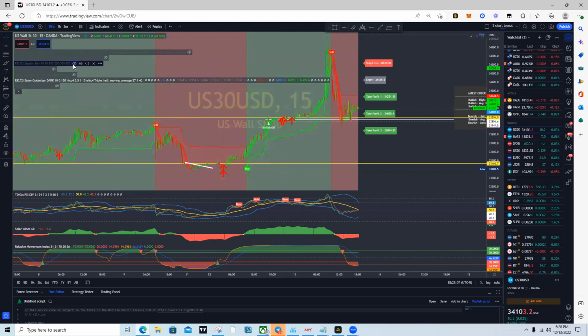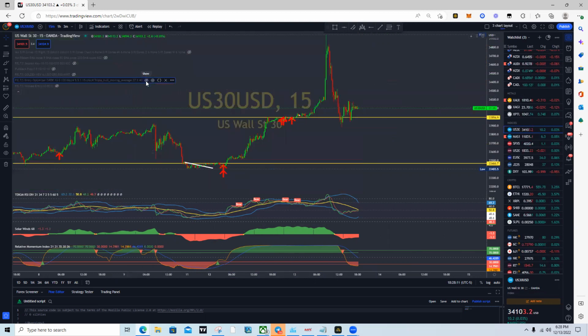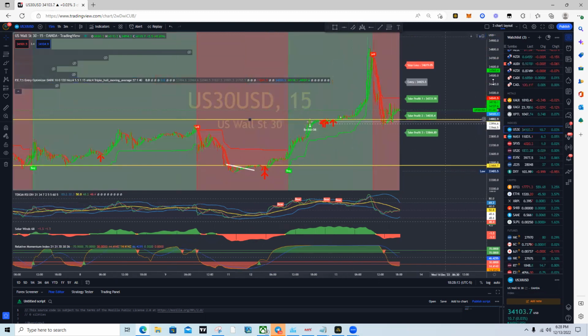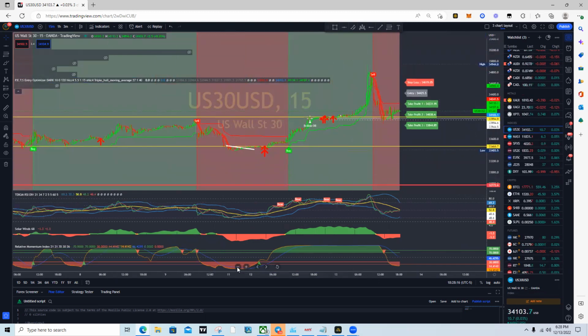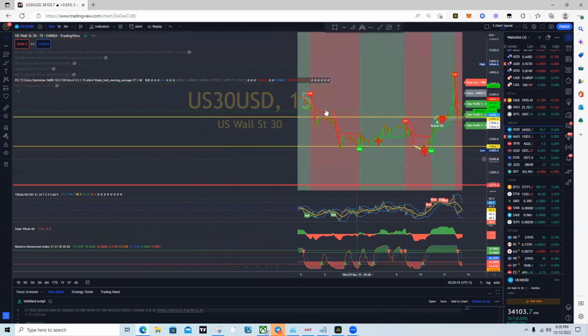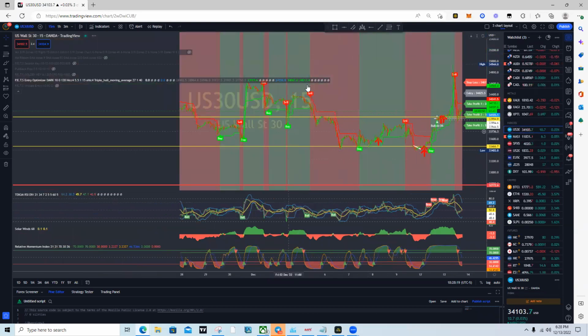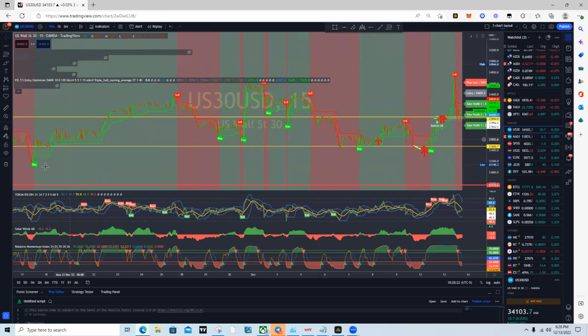I want you guys to understand something with the entry optimizer, right? Now, with the entry optimizer, it all depends on the time frame. Notice you have your sell zone, you have your buy zone. If it's in the red, if you have a red background, sell zone. Green background, buy zone. So if you're pulling up a chart, and in some cases, it's not going to be as clean as this, right?